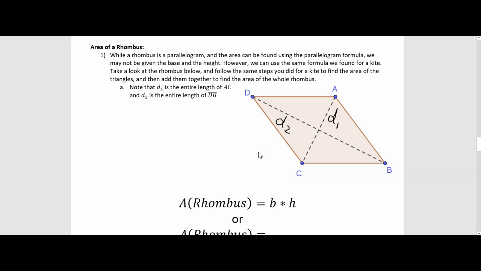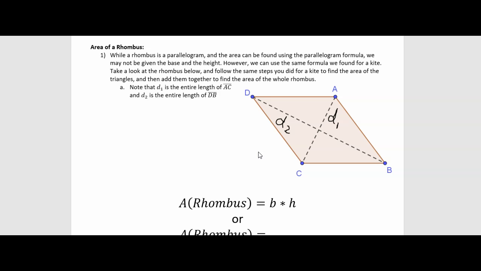Okay, a rhombus is a parallelogram, so you could find it using the regular parallelogram formula, base times height. However, we also have another way of finding the area of a rhombus, which we're going to talk about in this section. But just know that you could always refer back to the parallelogram formula because a rhombus is a type of parallelogram. Sometimes we may not be given the base and the height, though. Then we may have to use this other way.